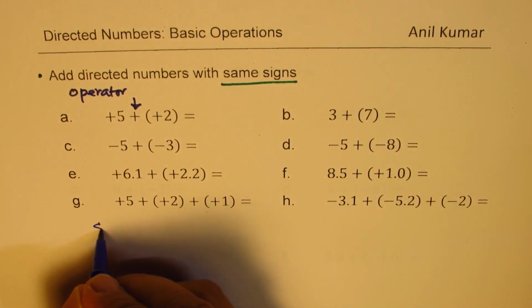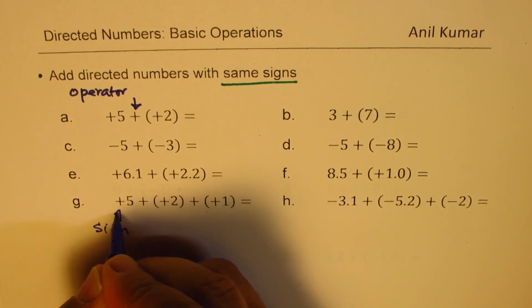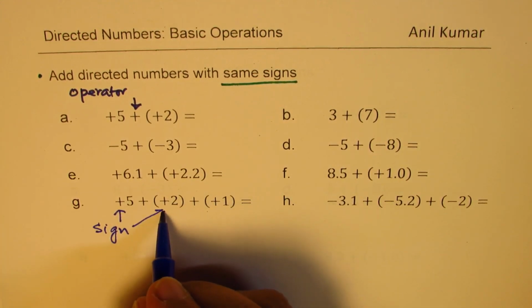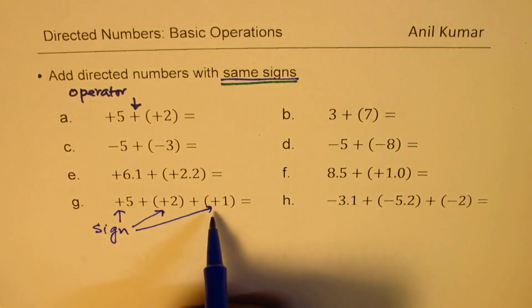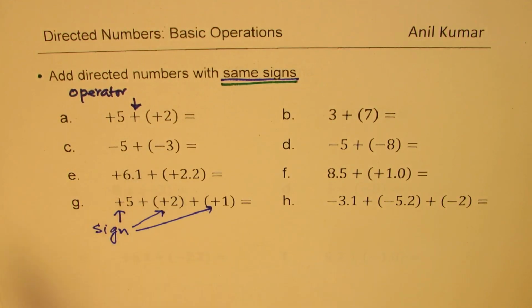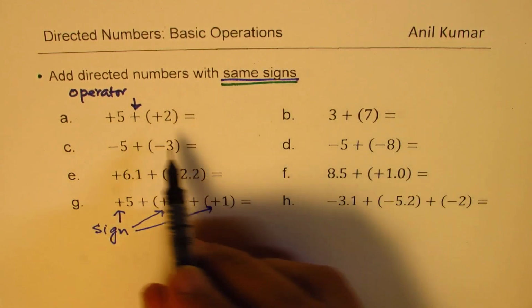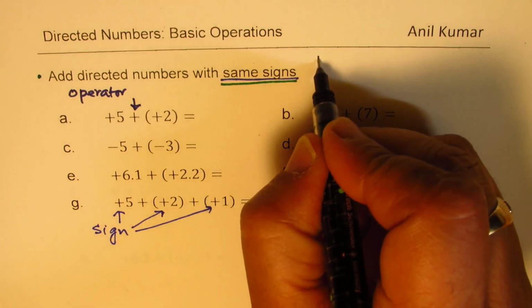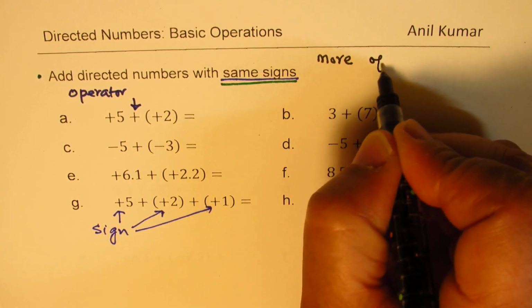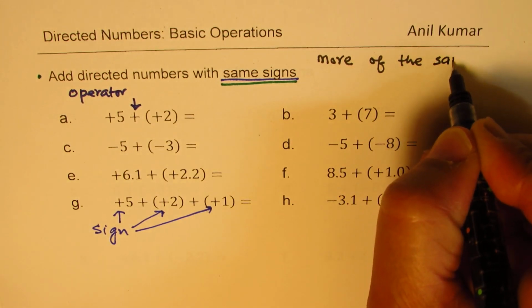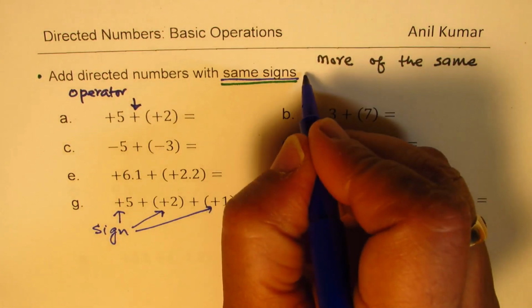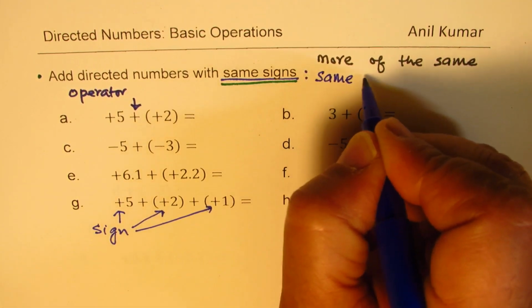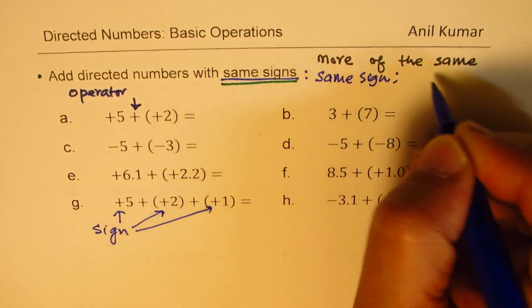And when we say signs, we mean these signs. Do you see that? We see these signs are all the same signs. That is what we mean by saying same sign. And addition means the operation is addition. Is that clear to you? Now, if that is the case, then what is the result? Well, we will have more of the same. When you add, we have more of the same. That means we'll have the same sign. So the result will have the same sign and higher magnitude.